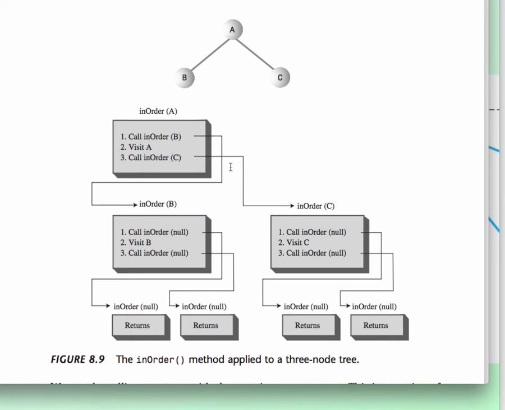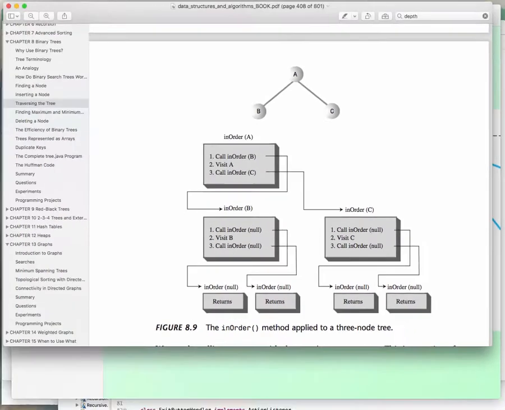Then we're going to go to the right, which is my C node now. And we're going to do the same business. We're going to try to go to the left. That's going to take us nowhere. We're going to come back. Then we're going to visit the C. Then we're going to try to go to the right. That's not going to take us anywhere. And then we're done. Okay? So that's the in-order traversal.